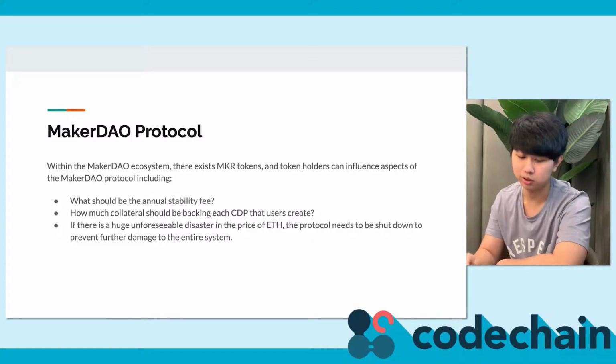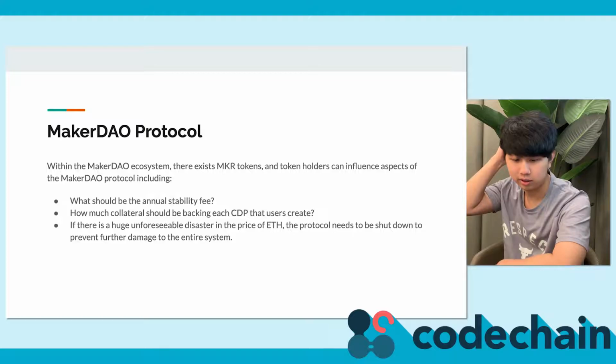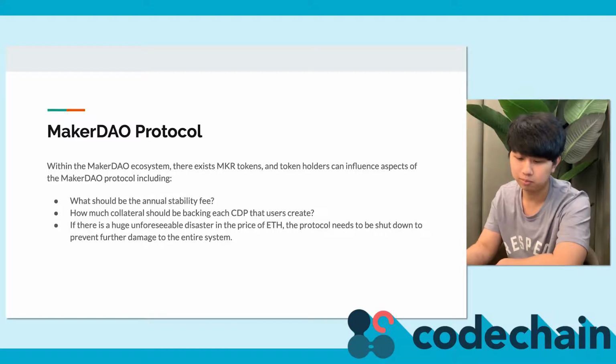So how's the system kept under control? The MakerDAO protocol makes sure that everything stays stable by something called Maker Tokens, and token holders can influence parts of the MakerDAO protocol in general. So they decide things like how much the annual stability fee should be, how much collateral there should be in each CDP, and if any unforeseeable disaster happens, let's say the price of Ethereum falls very drastically, then everything needs to be shut down immediately to prevent further damage.